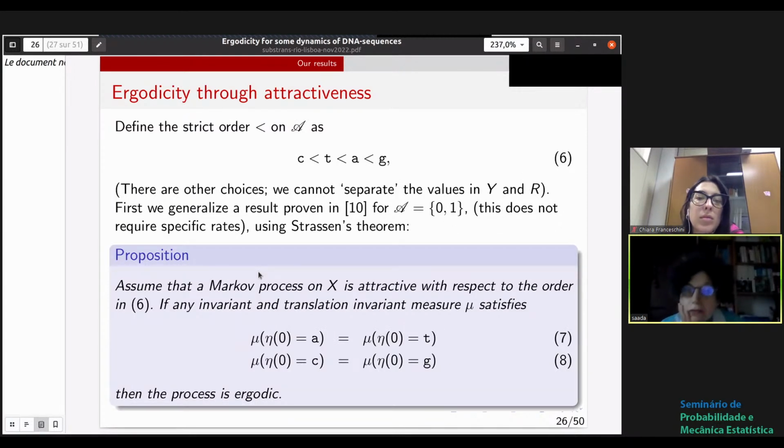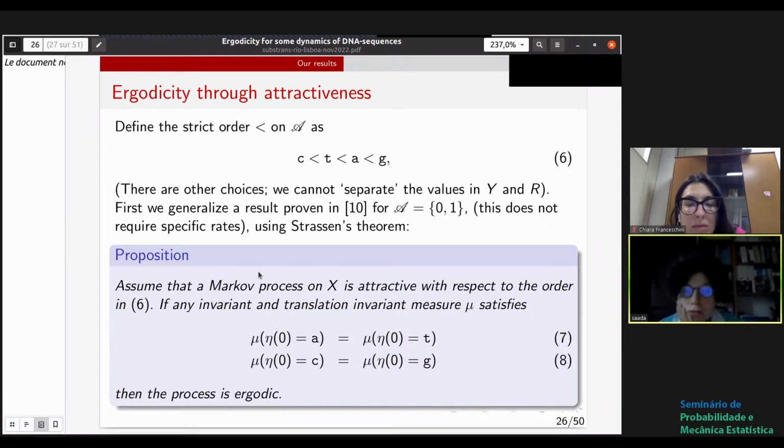Okay, so we need to define some order on our set A, and we'll take from now on the order C T A G. It's not the only one, there are many possibilities, but what we could prove is that what we need for an order to be valid, I mean to be helpful, is that we cannot separate the values in Y and R. So you see here, you have C close to T and A close to G.